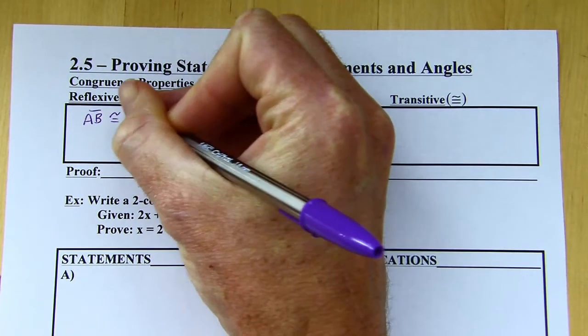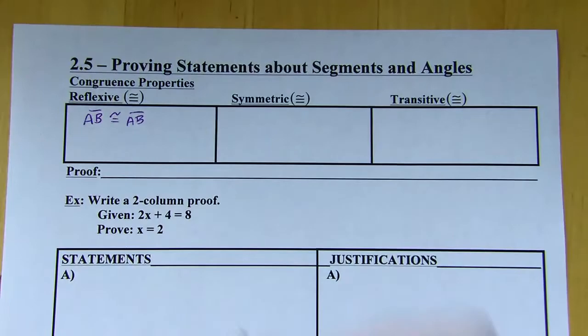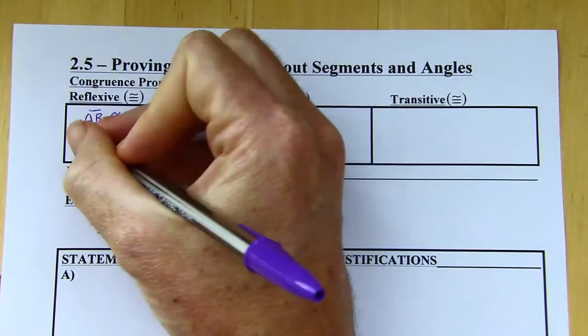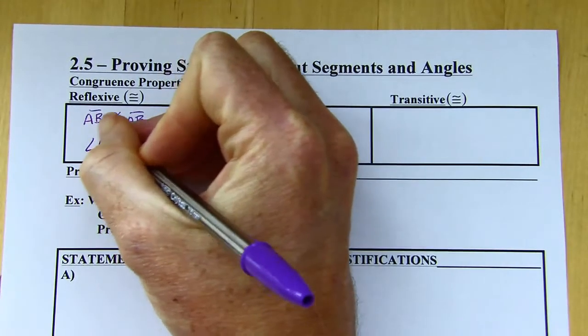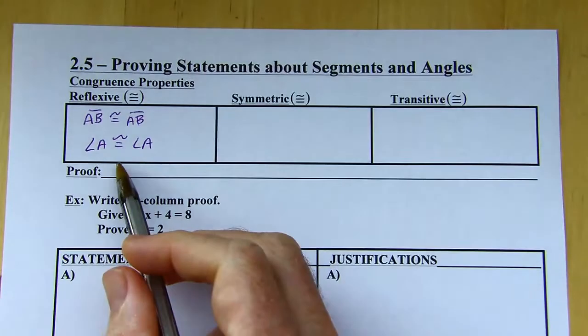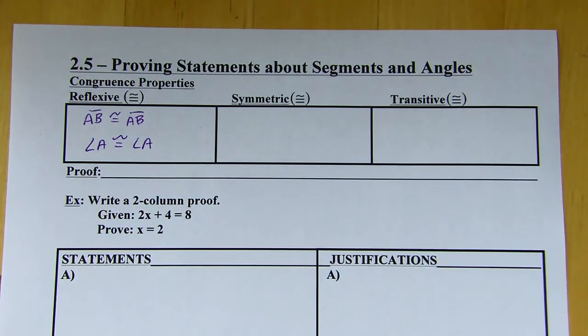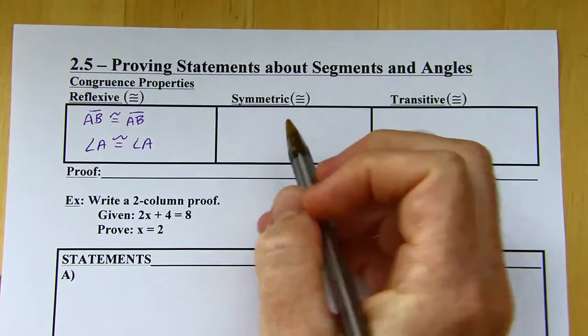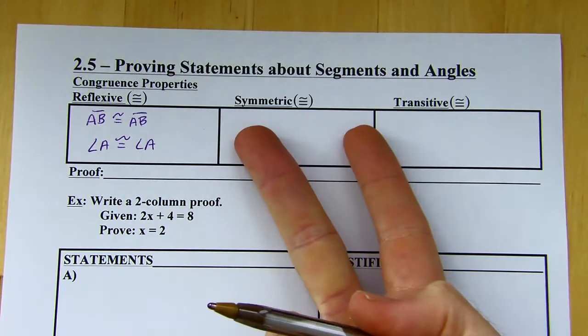I mean, you have to have something that can be congruent to something else. So like a line segment can be congruent to itself, or an angle can be congruent to itself. So I'm not writing out a definition, I'm just giving you some little examples because they're so similar to the properties of equality. Okay. Symmetric is where we can flip around an equation and still have it be true.